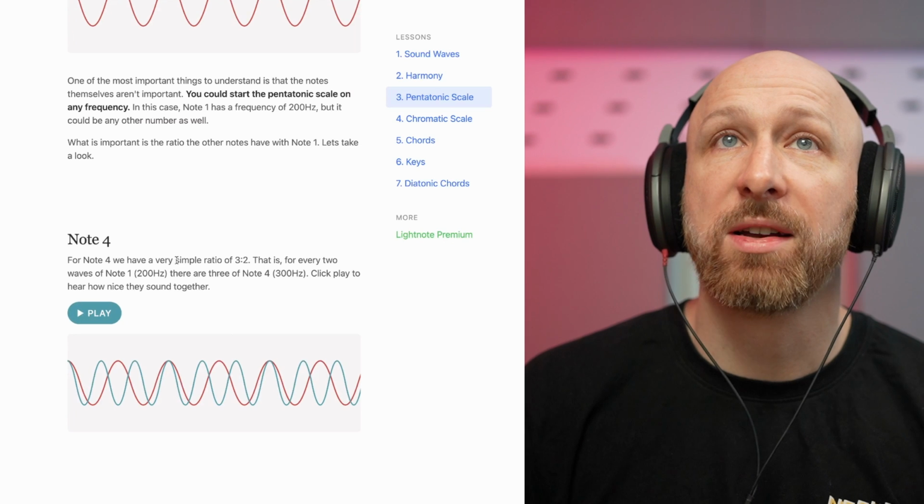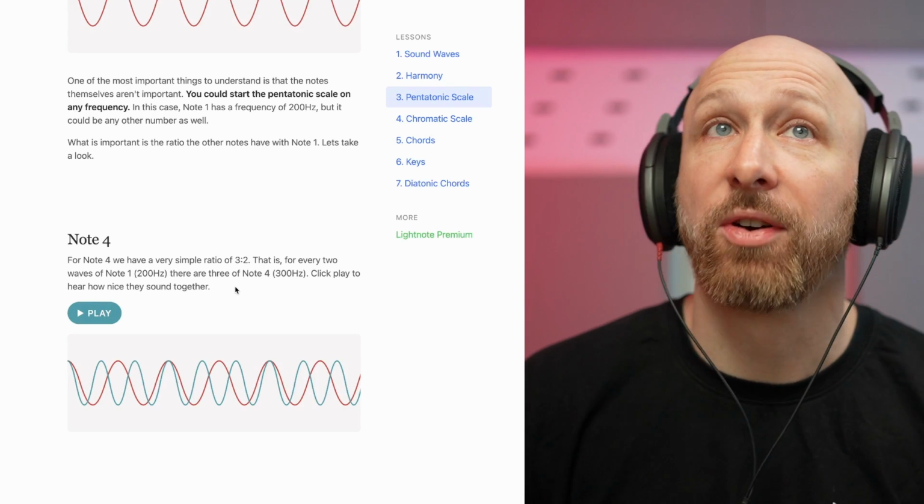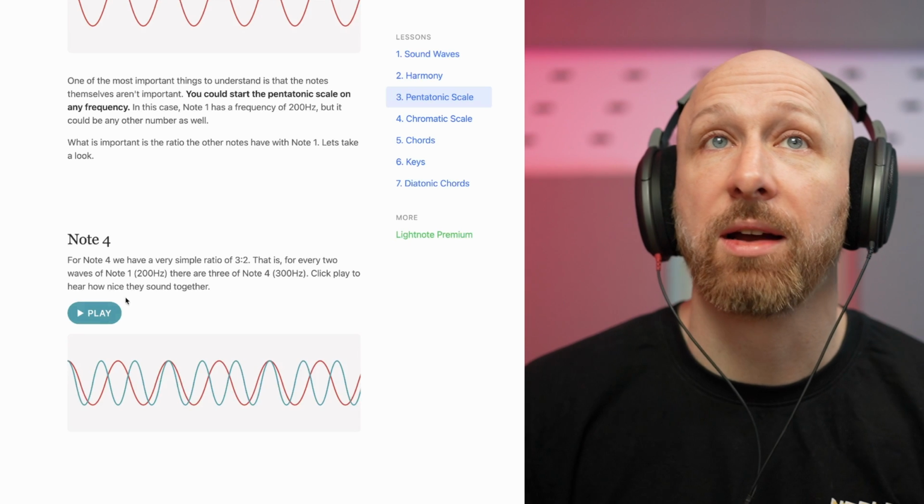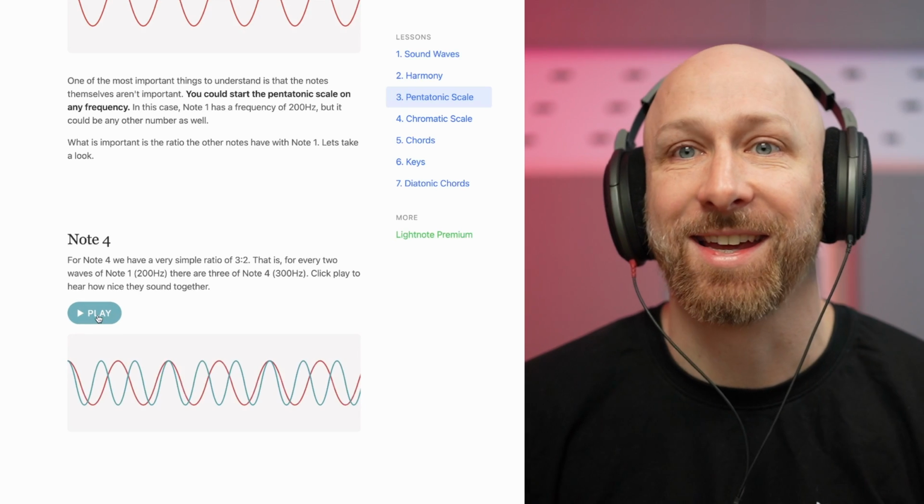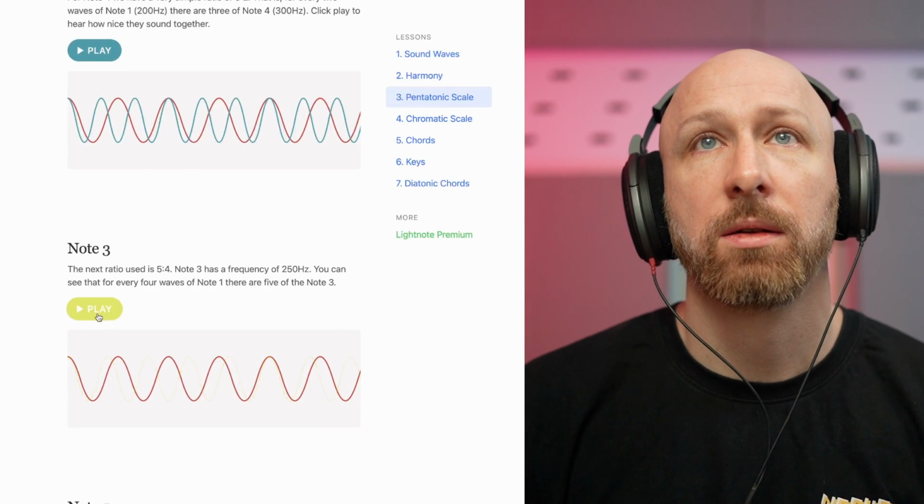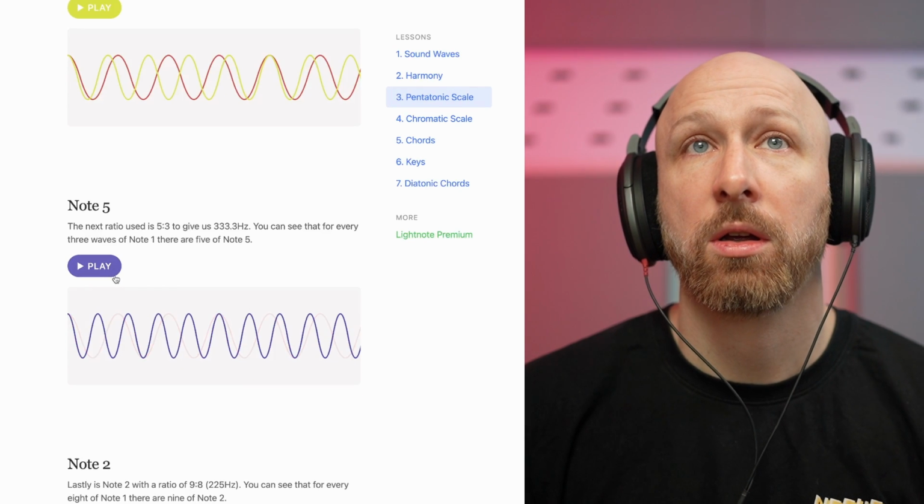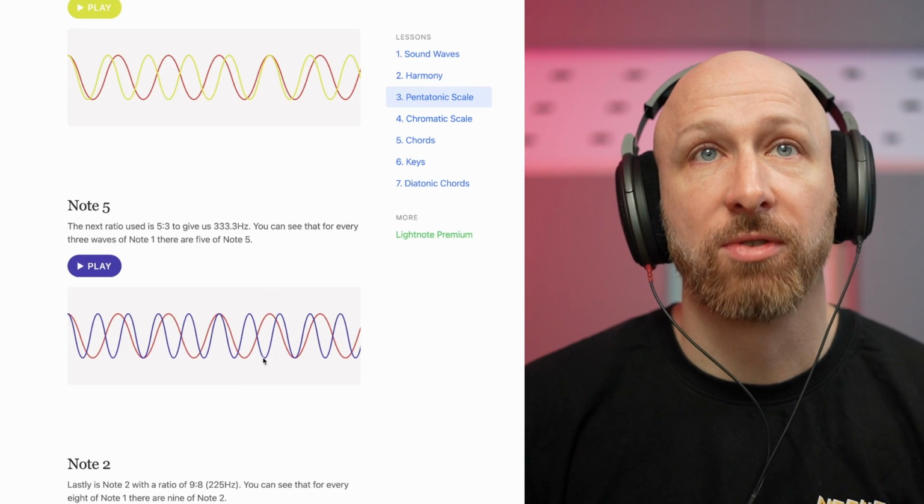For note 4, we have a very simple ratio of 3:2. That is, for every 2 waves of note 1, there are 3 of note 4. Click play to hear how nice they sound. Yes. And note 3 has a frequency of 250 Hz. Note 5, very nice ratio as well.